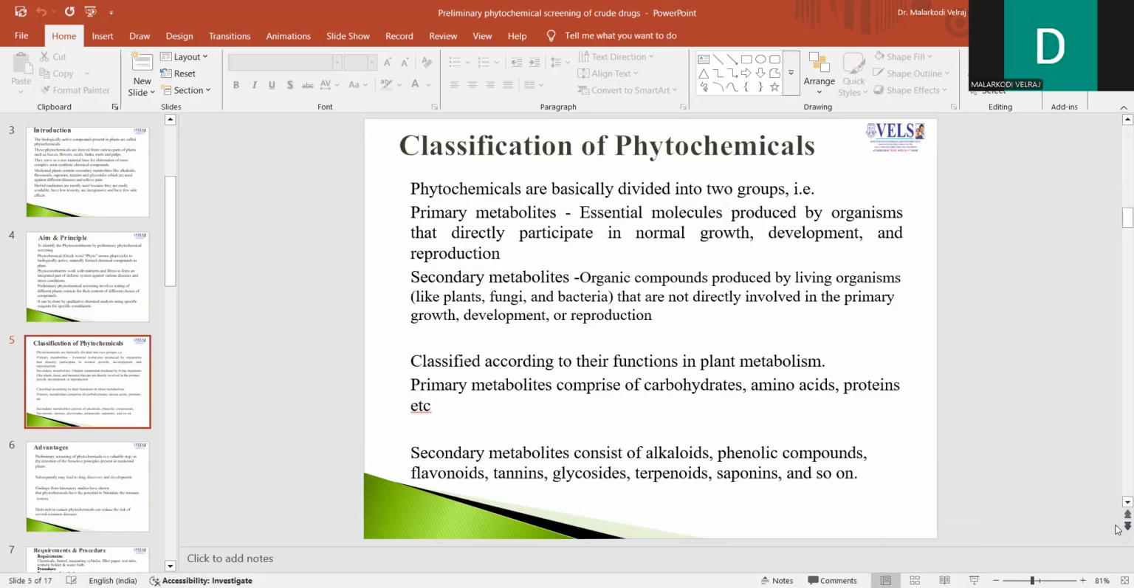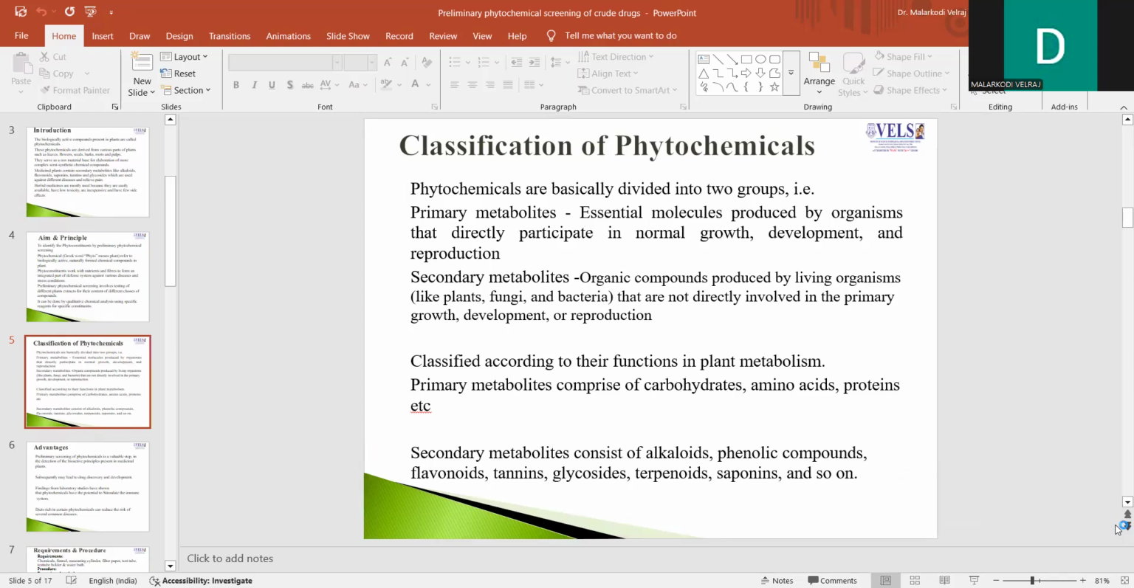Classification of phytochemicals. The phytochemicals are basically divided into two groups. They are primary metabolites and secondary metabolites. What do you mean by the term primary metabolites? They are the essential molecules produced by organisms that directly participate in the growth, development, and reproduction of the plant. The secondary metabolites are organic compounds produced by living organisms like plants, fungi, and bacteria that are not directly involved in the primary growth, development, or reproduction of the plant.